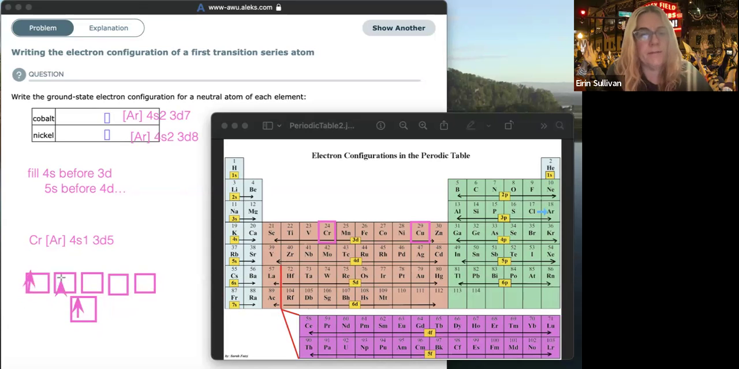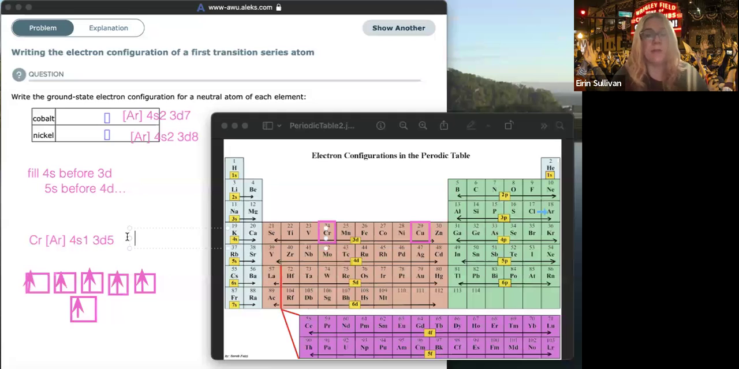So remember, like charges repel. So even though it costs more energy for one of those 4s electrons to be promoted into the slightly higher energy 3d orbital, because of the minimization of electron-electron repulsions, the overall energy cost of the 4s1 3d5 configuration is lower, okay? So just remember, chromium, weird, right? You have a 3d5 configuration.